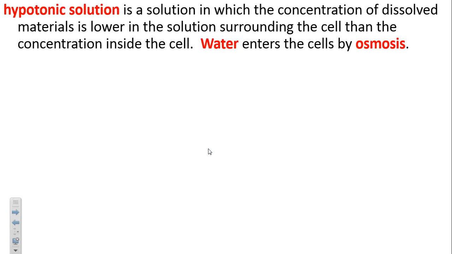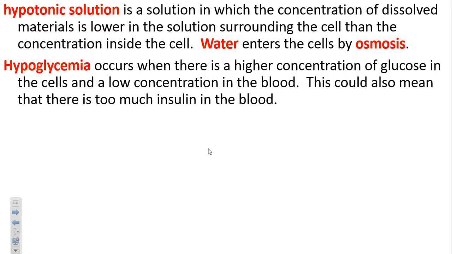Now, a hypotonic solution is the solution in which the concentration of dissolved material is lower in the surrounding area of the cells or tissue than it is inside. In this situation, this would mean that it's a hypoglycemic situation. It's where there's a higher concentration of glucose in the cells and a low concentration in the blood, but it also could mean that there is too much insulin in the blood.